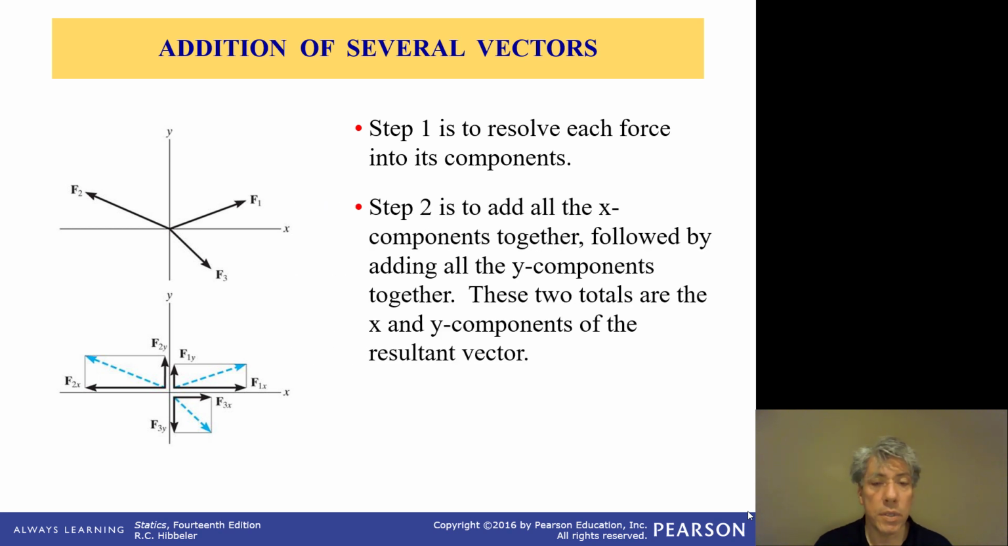So the next step is to take all of the horizontal pieces of the vectors and just add those together because they all point in the same direction, and then add all the vertical components together and keep those two as separate things, a horizontal piece and a vertical piece.